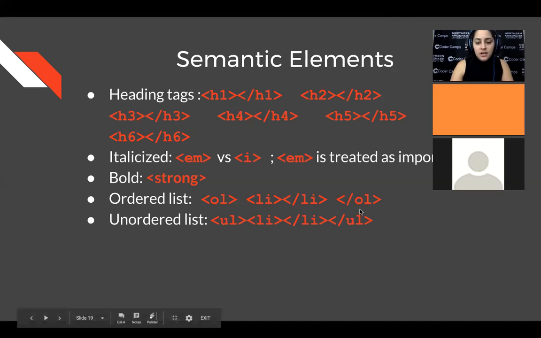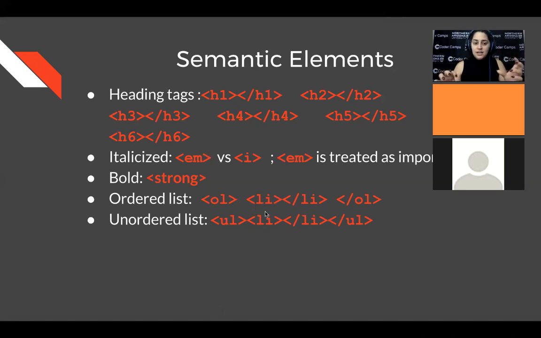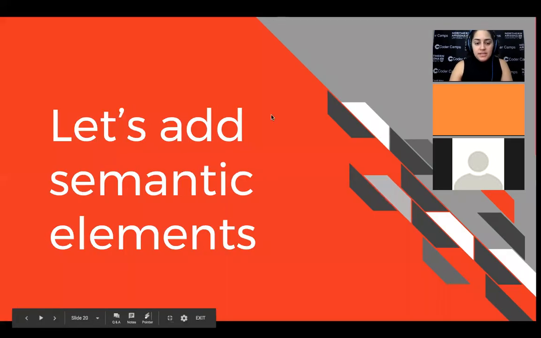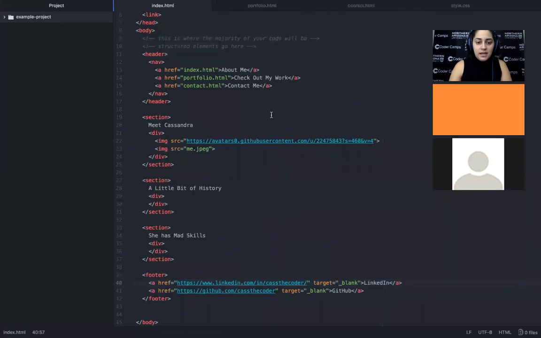Within the opening and closing tag of ordered and unordered lists, you're going to have your list items, and those are the things that are next to the numbers or the bullets. So if I put skills like HTML, CSS, JavaScript, it's going to be 1, HTML, 2, CSS, 3, JavaScript. So let's go ahead and add some semantic elements so you can see what that looks like.